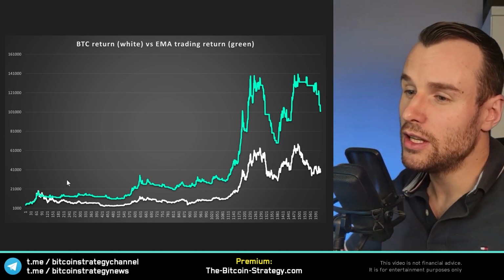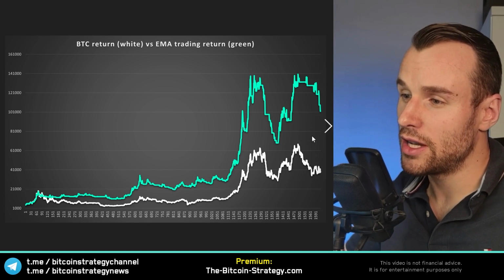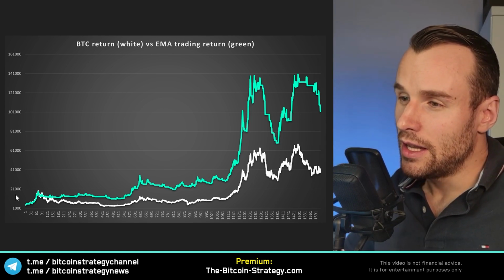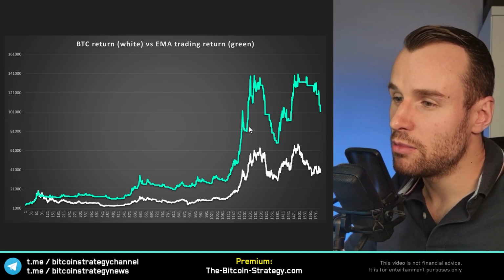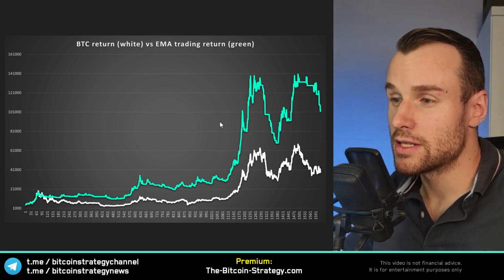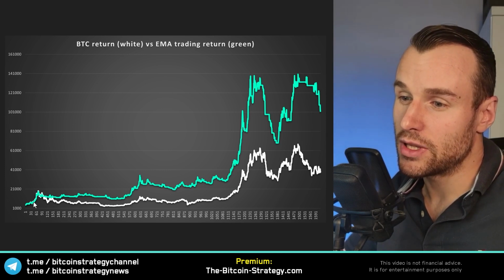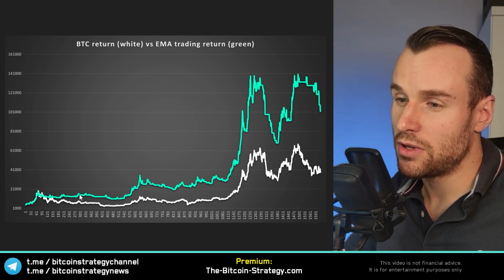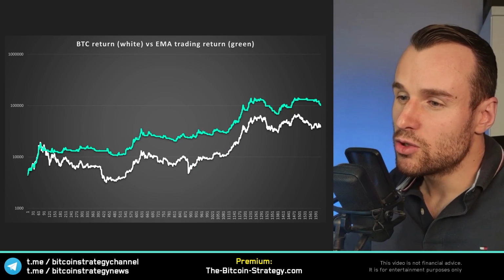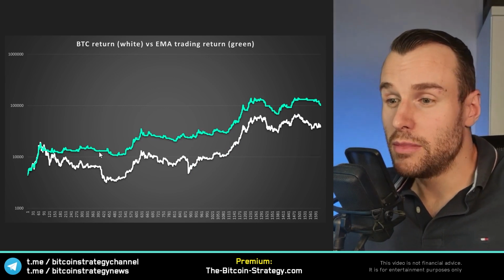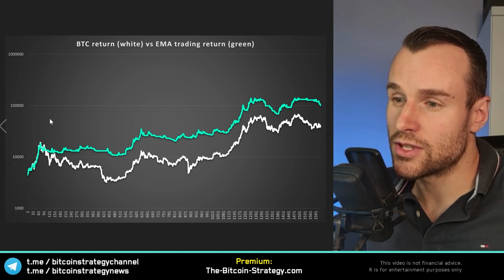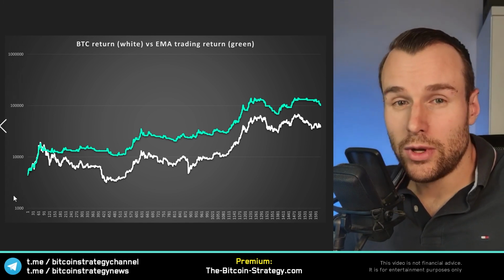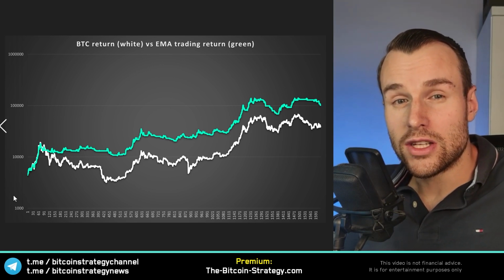So what you see over here in white is the Bitcoin price. It's just buying and holding. And here in green, we see the exponential moving average trading performance, the best of the backtests. This is a linear scale, right? So we can't really see that much what happened here in the early days. So maybe we want to change this to a logarithmic scale, meaning that now each step here is a 10x instead of just a fixed dollar amount. That way we can really see why that trading strategy worked in the past.